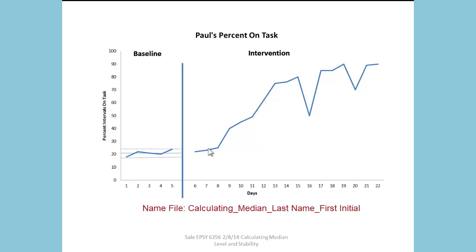Please label the file calculating median underscore your last name underscore your first initial, and I do that because when I download your files onto my desktop, if I have two files of the same name, the first one gets overwritten by the second one, and it causes me heartburn. Maybe not as much heartburn as trying to figure out the quickie split middle method of calculating a trend line, but that's the subject of the next video.